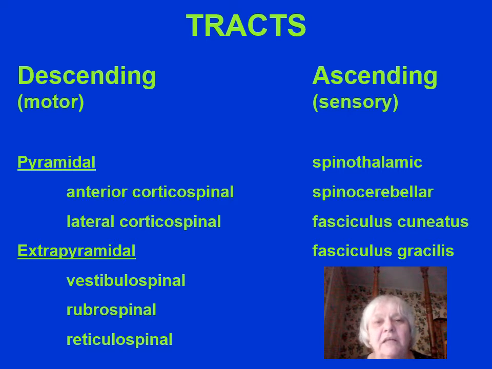Okay, getting right to it. We have ascending and descending tracts. Of course, descending ones are motor, ascending are sensory. We only have two types of descending tracts. One is pyramidal, the other one is extrapyramidal. And by the way, we're talking about tracts, even though they're in the CNS, because that's how the brain is going to communicate with your skeletal muscles. So we have to talk about that. So back to the descending tracts.